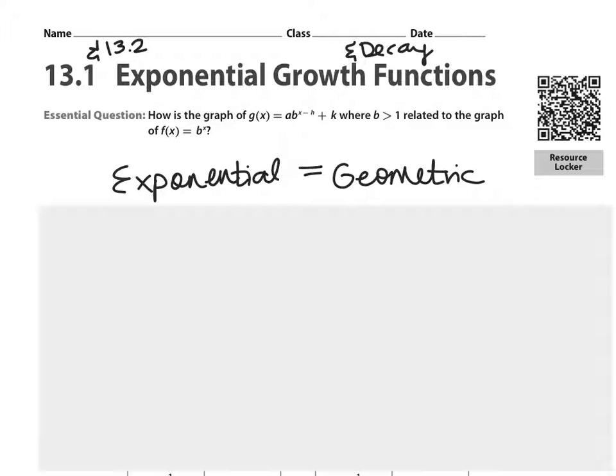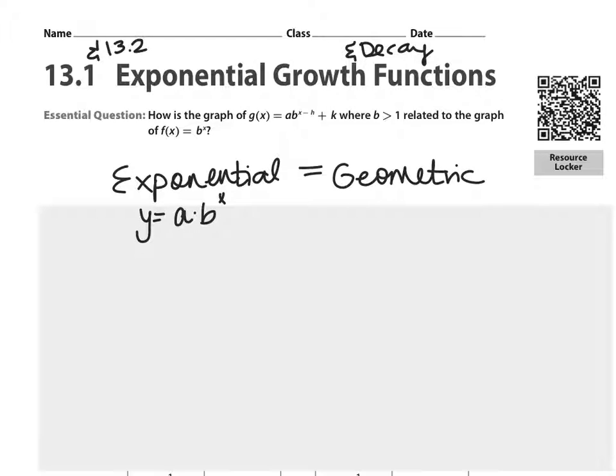So we're looking at things that are multiplying or dividing by the same rate over and over again. And also notice that exponential is going to look like some value times a multiplier to an exponent. So when you're looking at the equation, that's what it looks like. There are two different options.